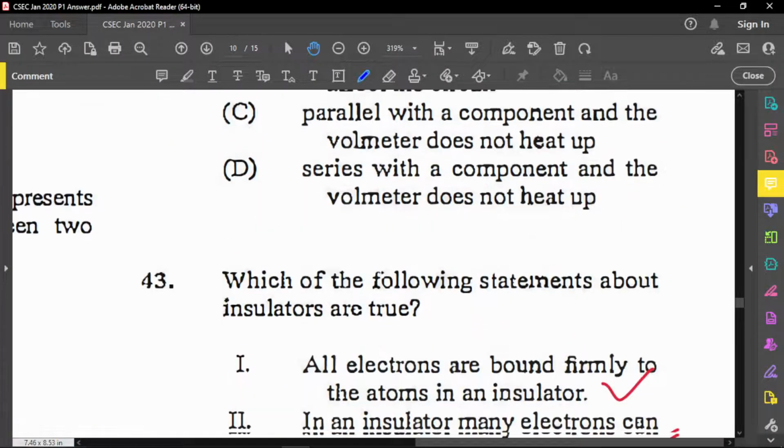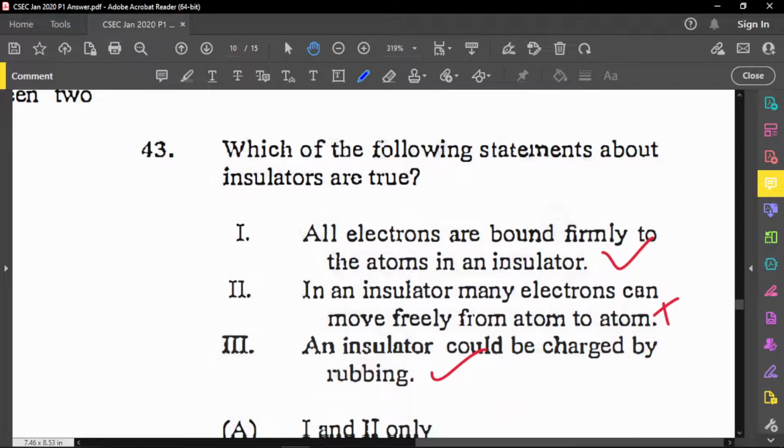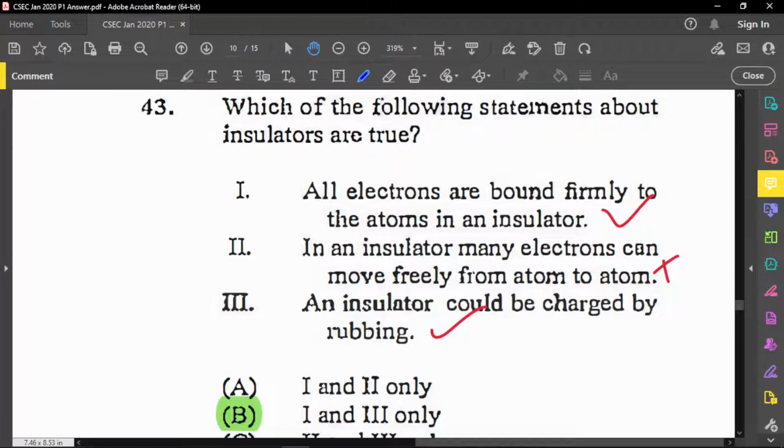All right. We can talk about that some more at another time or in a different exam, but I'll give you pieces as I go along. Now, 43: which of the following statements about insulators are true? It said that all electrons are bound firmly to the atom in an insulator. Yes, because once electrons can move freely, then it's a conductor. That's why electric current is about the flow of electrons. The second one said that in an insulator, many electrons can move freely. No, that is incorrect. That's a conductor's business.